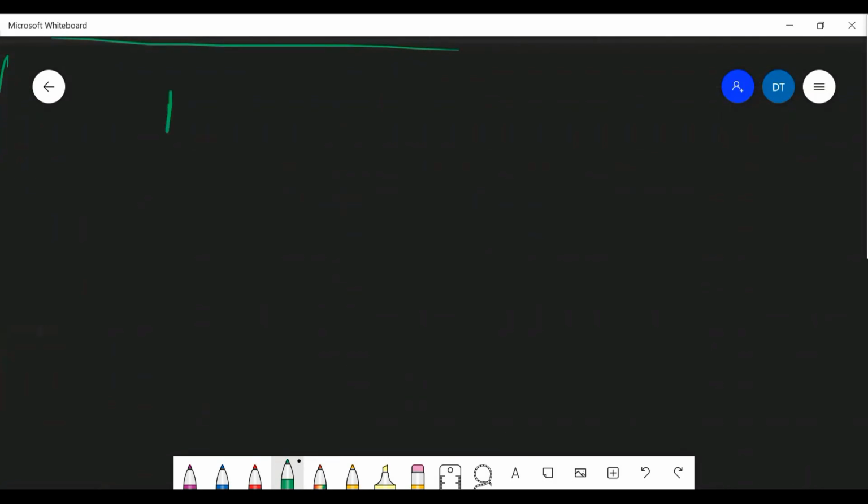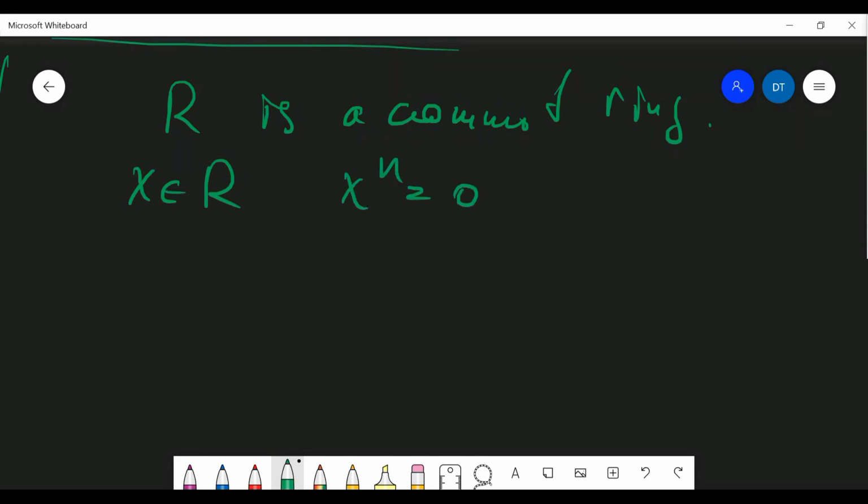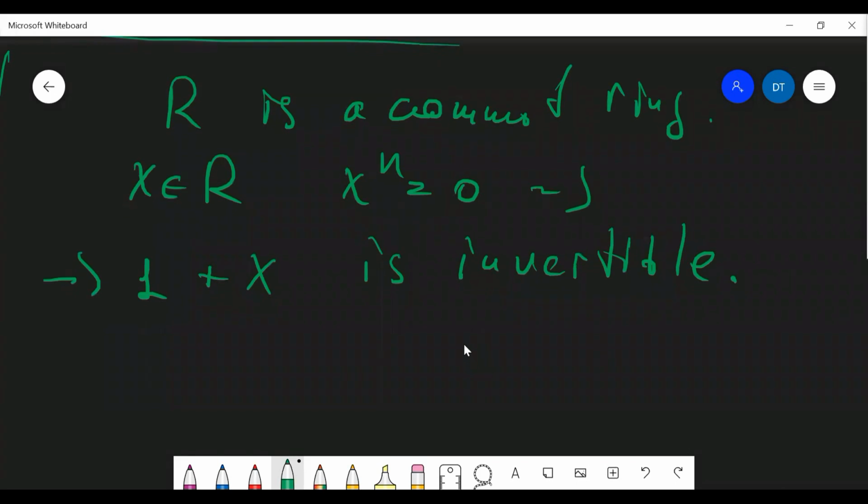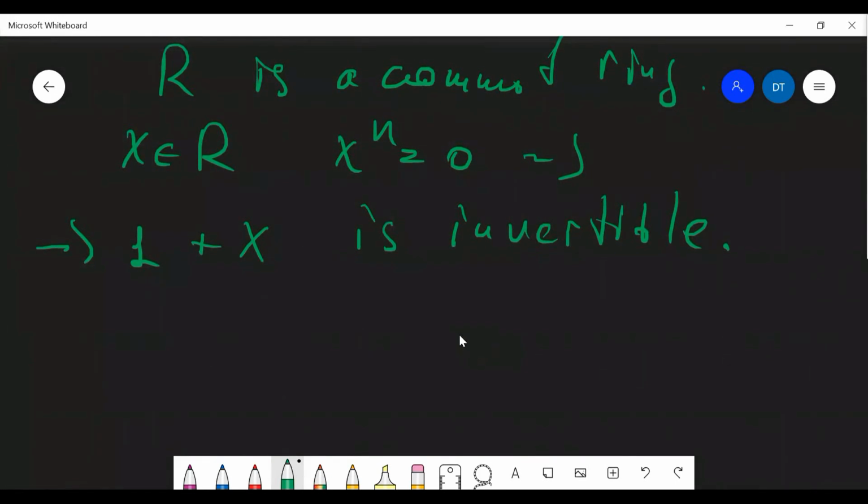So suppose R is a commutative ring, and let's say x in R is nilpotent. Let's prove that then 1 plus x is invertible. Okay. How do you think we can do that?